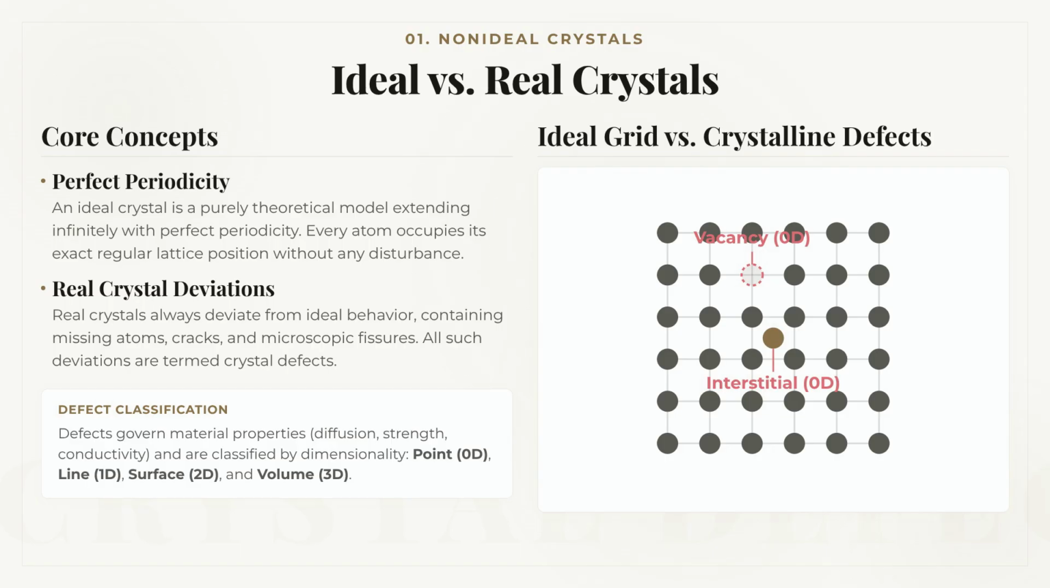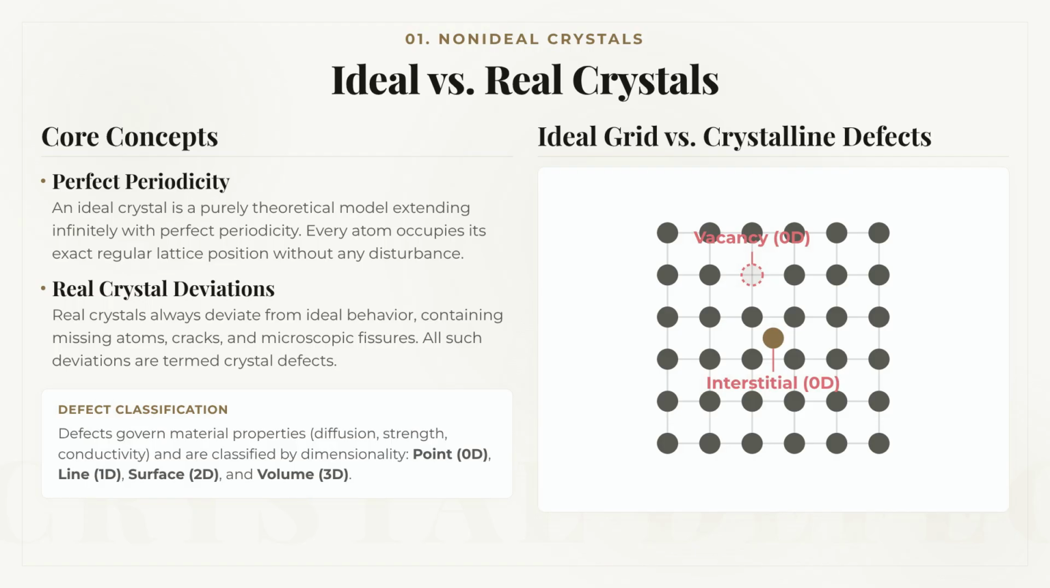However, in reality, perfectly ordered crystals do not exist. Every real crystal contains irregularities or imperfections in its atomic arrangement. These imperfections are known as crystal defects.